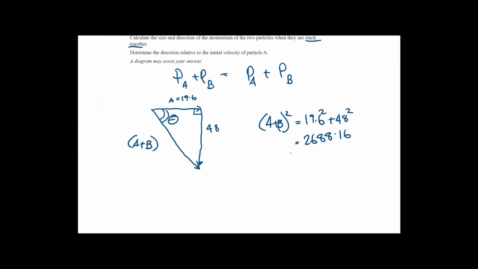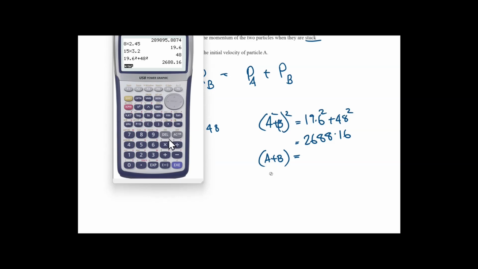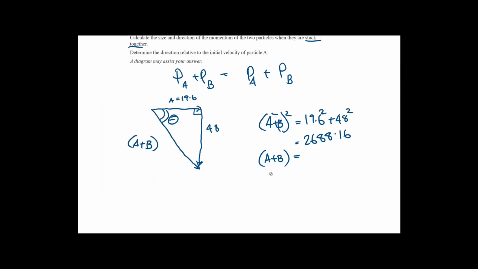19.6 squared plus 48 squared is 2688.16. But we know that A plus B together, let's put a little line on it to show that they're one line, is going to be the square root of that. So let's raise it to the power of 0.5, which is the same thing as taking the square root. 51.847. So 51.847 is how much momentum they're going to have.